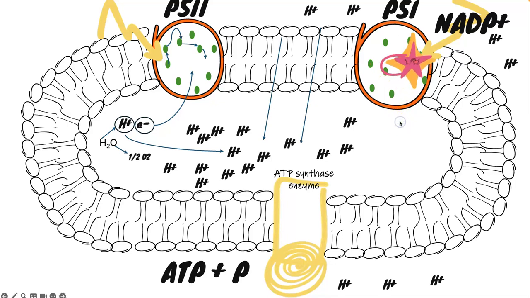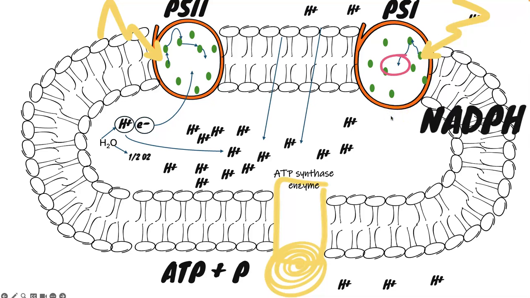NADP+ grabs the two electrons and a hydrogen ion to make NADPH. So now we've made NADPH, and we have a whole bunch of hydrogen ions inside of here. This keeps going and keeps going because water keeps being split and electrons keep being loaded here and moving down the electron transport chain. Now let's talk about what's going on with the ATP synthase enzyme.